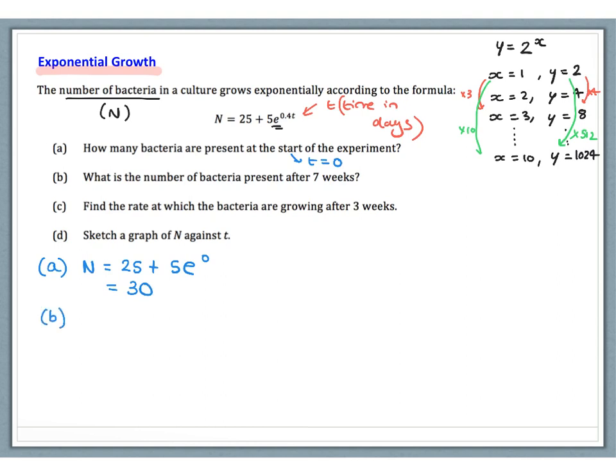Part B, what is the number of bacteria present after 7 weeks? So after 7 weeks, well, we need to convert that into days. So that is 7 multiplied by 7, or 49 days. And then we can substitute this in for our value of t. So this is n equals 25 plus 5e to the 0.4 multiplied by 49. And we can input that into our calculator. And as you will see when you do this, the answer is absolutely massive.